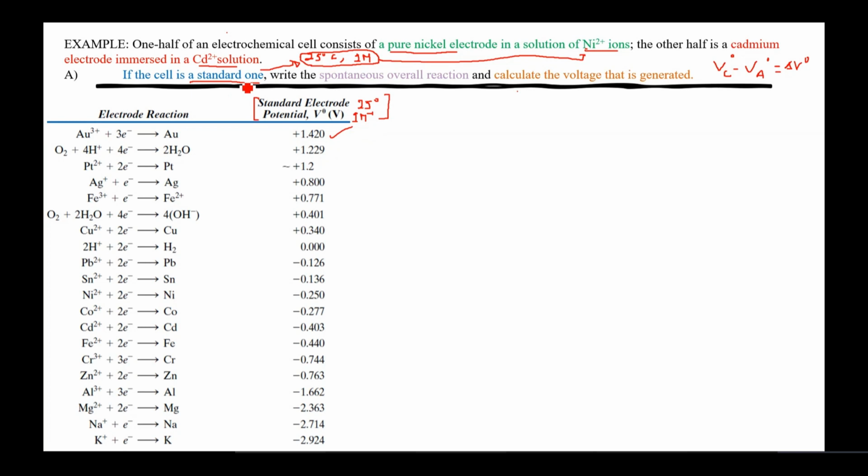Now, if the cell is standard one, write the spontaneous overall reaction and calculate the voltage that is being generated. So, क्या you can do this? ठीक है तो I'll give you few minutes. Find out the spontaneous overall reaction की equation लिखें and calculate the voltage that is generated as a result of this electrochemical cell. So you have about 2 or 3 minutes, let's say. Solve it and let me know. All right, and then we'll discuss the solution.